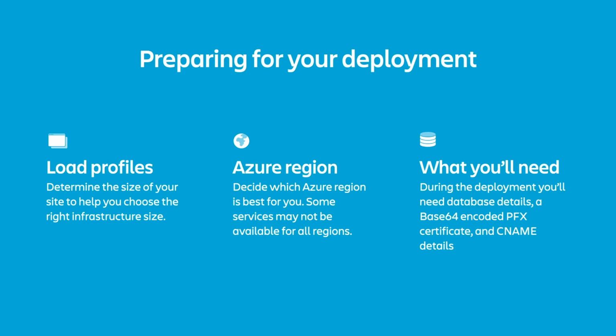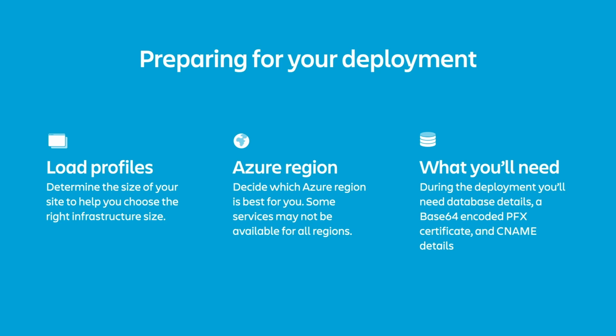In preparation for your deployment, we have a few more recommendations for how to further set yourself up for success. Before you begin, you should use Confluence Data Center load profiles to determine the size of your site. This information will help you choose the right infrastructure size during deployment. You should also decide which Azure region is best for you. Some services, such as Application Insights and Azure SQL Analytics, may not be available in all regions. You can check this out at one of the links in the description box below.